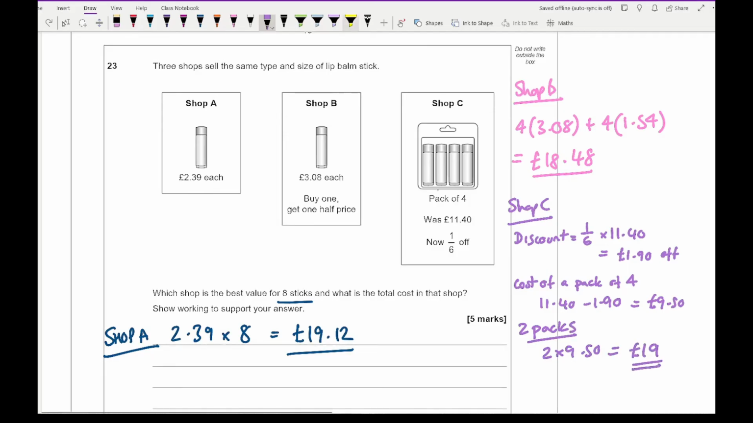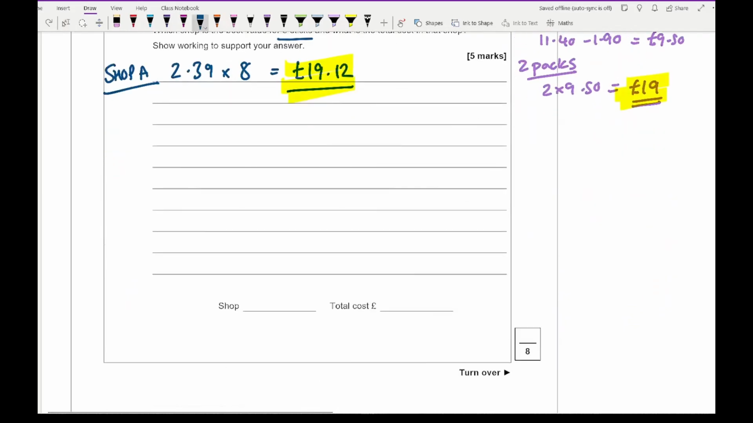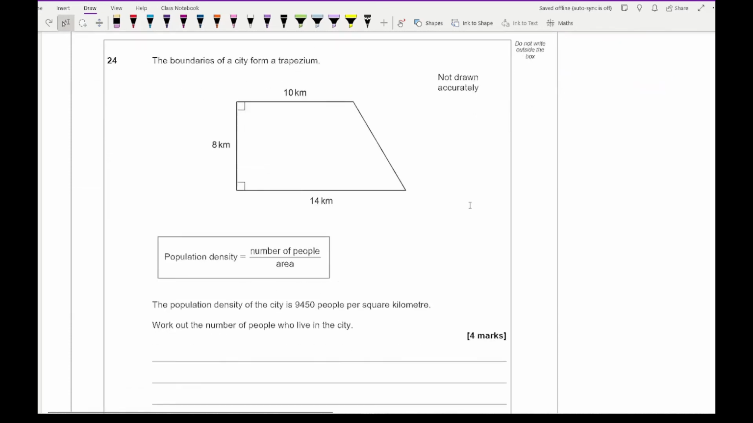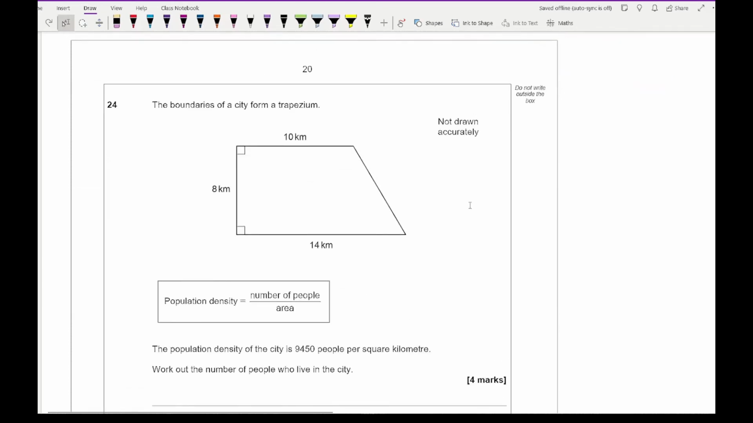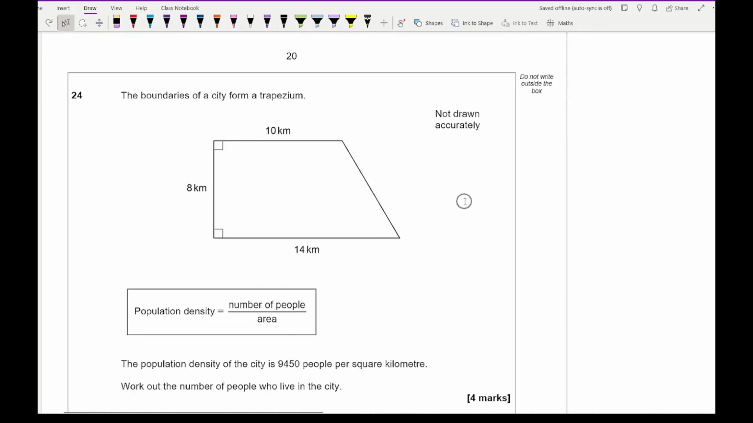So all that's left for me to do is to compare these 3 totals. And as you can see, which of those is the cheapest? Well, it's going to be £18.48 at shop B. So all I need to write here is B and £18.48.